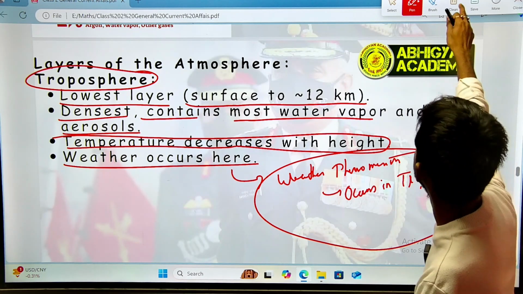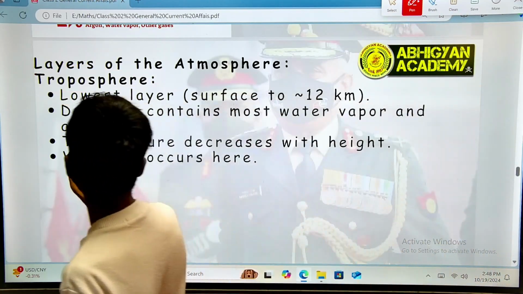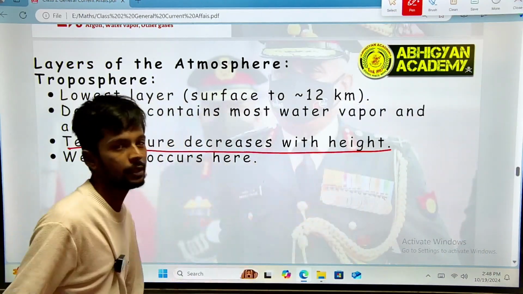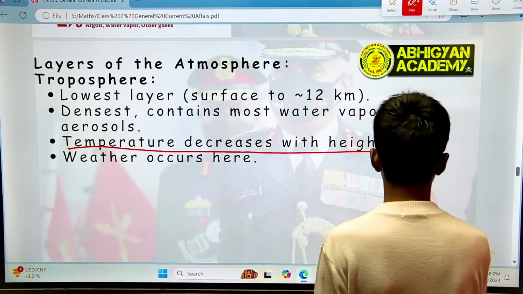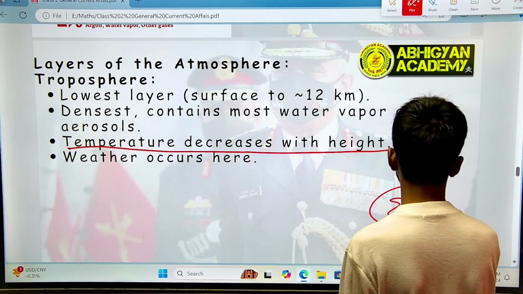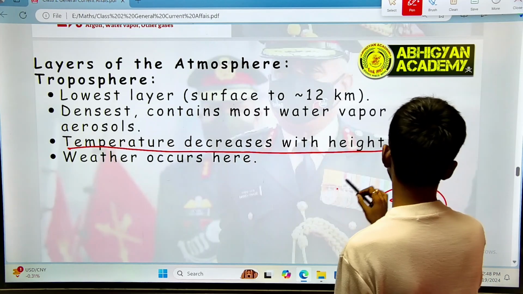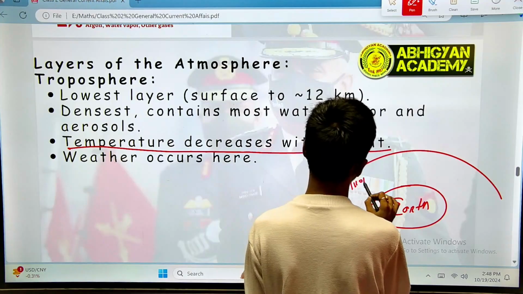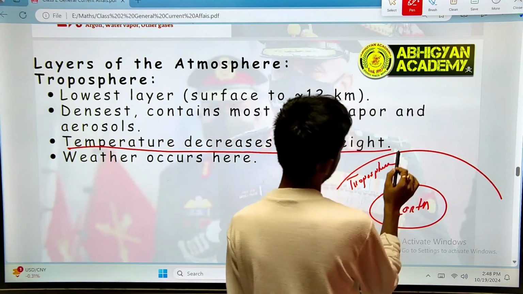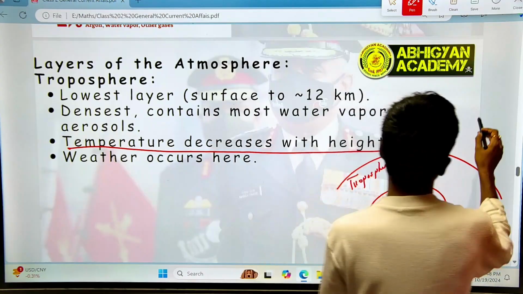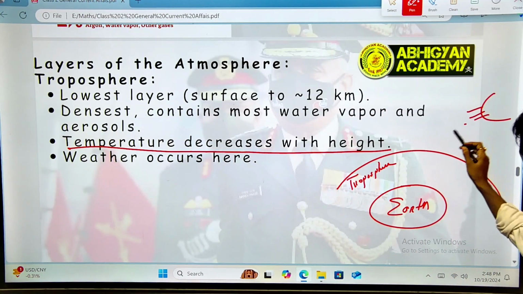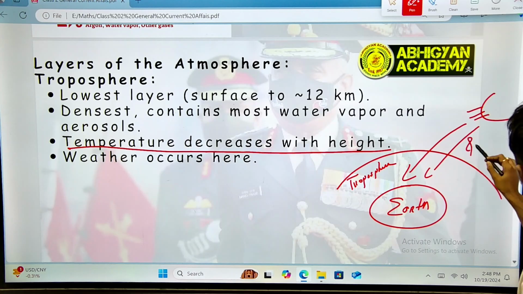Now, what is the reason behind this? Why does the temperature decrease with increasing height in the troposphere? See, suppose this is our Earth, this is the troposphere, and this is the Sun. There will be insolation. Insolation means incoming solar radiation. So there will be incoming solar radiation from the sun.